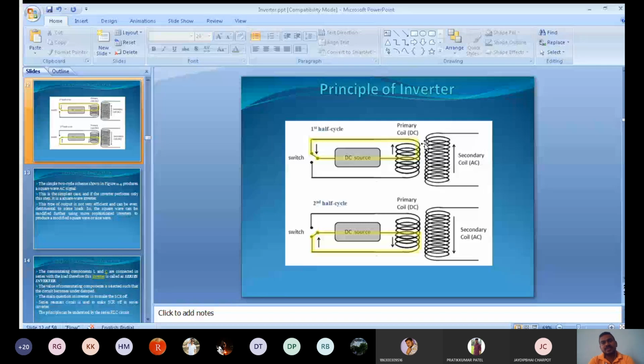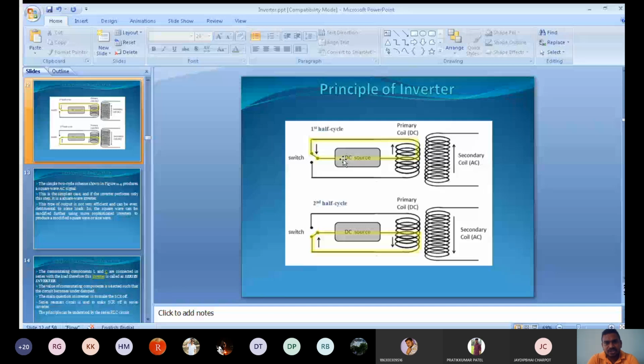Okay, the coil to which we give the supply will be the primary, and the one from which we take the supply will be the secondary. So here we assume that this is the primary coil and this is the secondary coil. In this we are using a DC source, and the source is given to this coil through this switch.